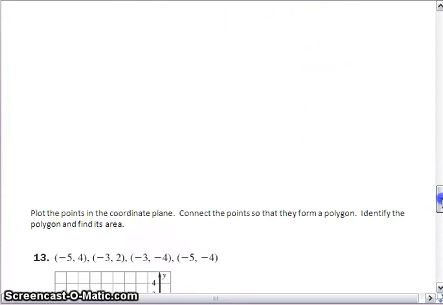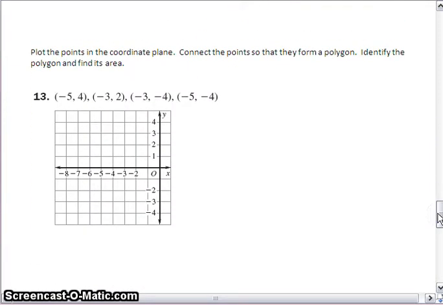Now let's apply this. Let's say we have a set of coordinates. Let's start by plotting our coordinates. Well, our first coordinate is -5, which is on the x-axis, and I go up 4, and I have a point here. -3 up 2, I have a point here. -3 down 4 here, and -5 down 4 here. So now I have a rectangle, or actually a trapezoid, that looks like this. Again, it's a trapezoid because it only has two parallel sides.